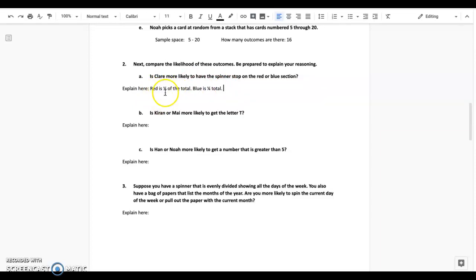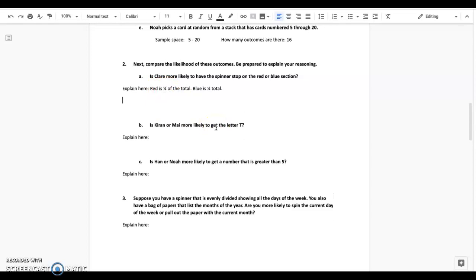Now, that's a fraction. 1/4 as a decimal is 0.25, and then as a percent, it's 25%. And so that's all 3 ways to show a probability of something happening.